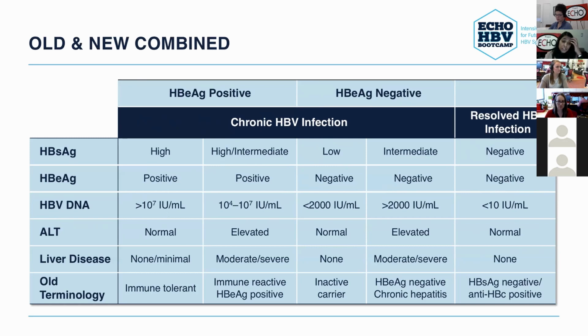Now, some of the tests use copies per ml rather than IUs per ml, and the conversion factor is 1 to 5.4. So 1 IU is equivalent to 5.4 copies per ml. So just keep that in mind depending on the assay you're using.